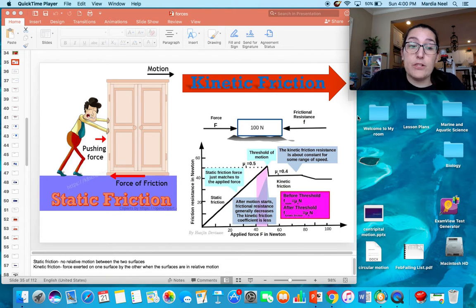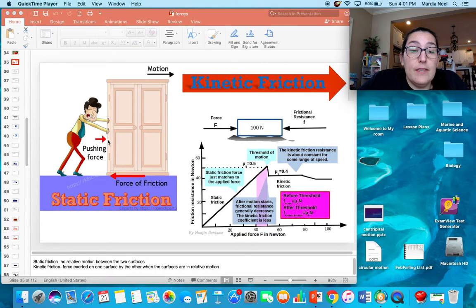There's two different types. There's static friction, and in static friction, there's no motion occurring. And then there's kinetic friction, and in kinetic friction, that is when the force exerted on one surface by the other, when the surfaces begin to move. So if you look in this first picture, this guy is pushing really hard on this chest of drawers, but it's not going anywhere.